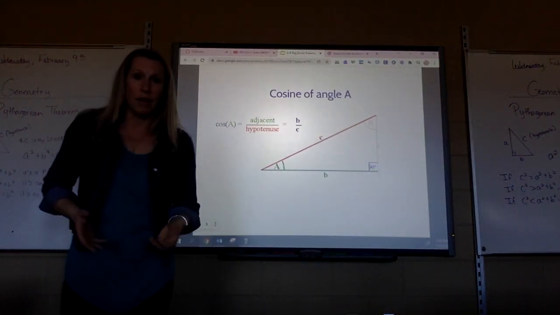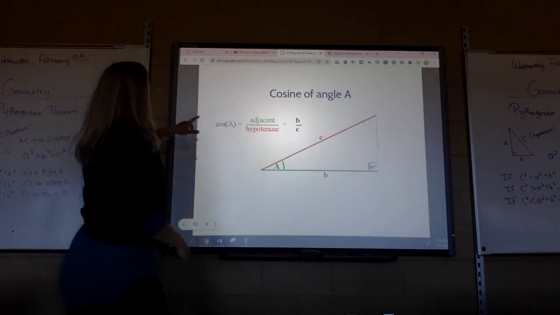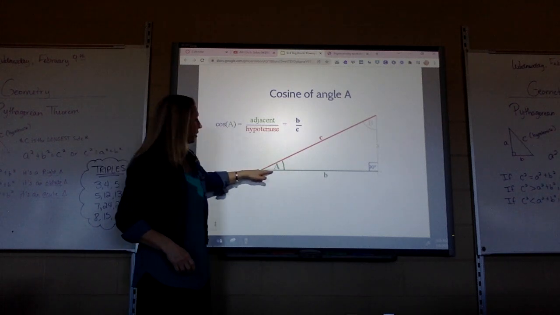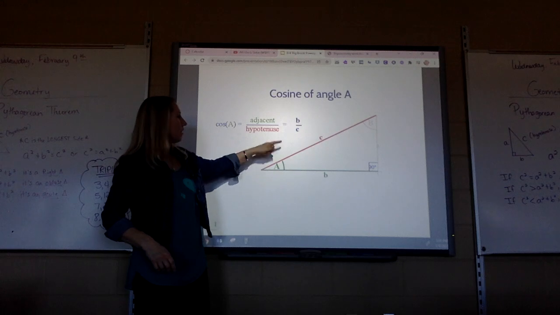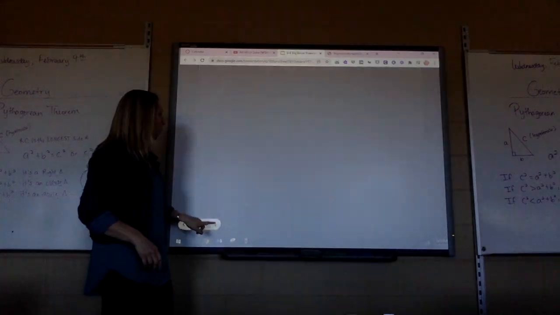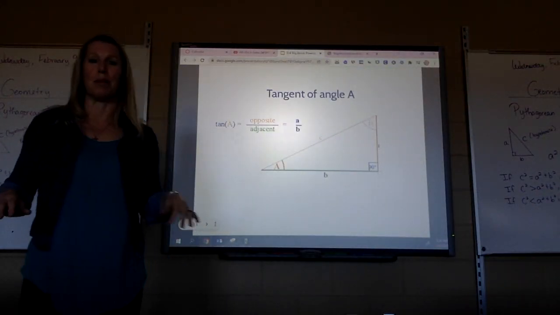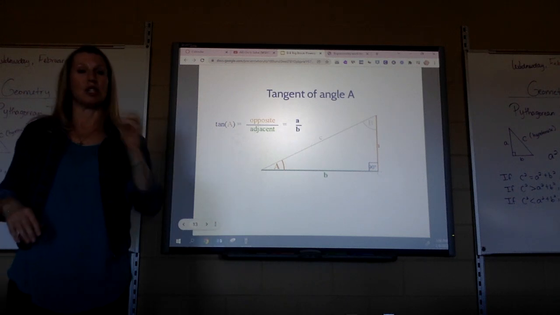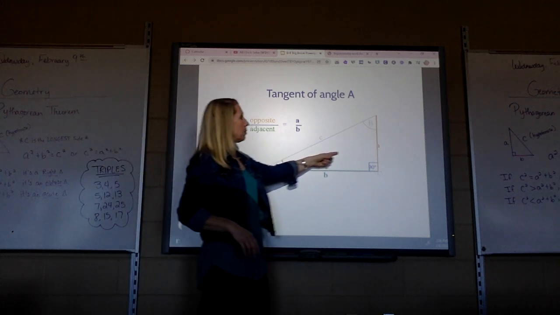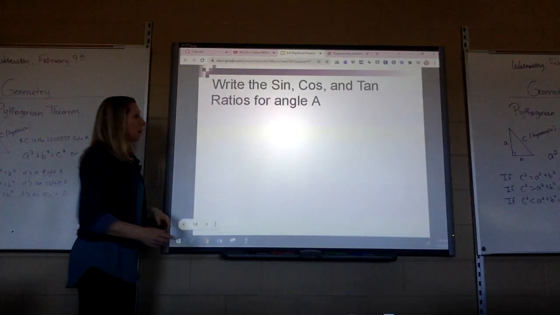What about the cosine of A? Cosine is caught another hippie, C-A-H, adjacent over hypotenuse. The adjacent side, remember, is the side always touching that angle, and the hypotenuse is across from the right angle. So it would be the letter B over C. And tangent is the only one with no hypotenuse. So no hypotenuse makes it tangent. Tangent is toa, opposite over adjacent. So here's my angle. Opposite is little a, adjacent is B. So A over B. That might be a little bit confusing.